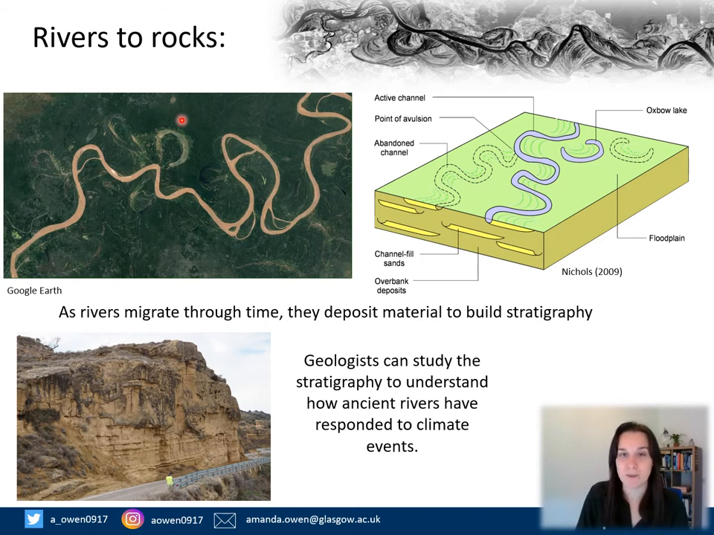So what we end up with, as this diagram shows, is this river system migrating, depositing material, and then we have flood events, depositing the mud, and we build that stratigraphy through time. So what we can do is go and study the deposits of that stratigraphy in relation to climate events. Now, we importantly have to identify where those climate events are, which we will do in our case study example, but we can then see and compare the river system, how it behaves before, during, and after that event.